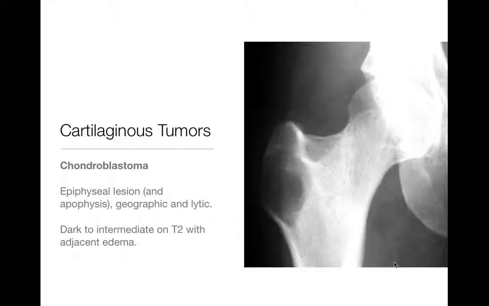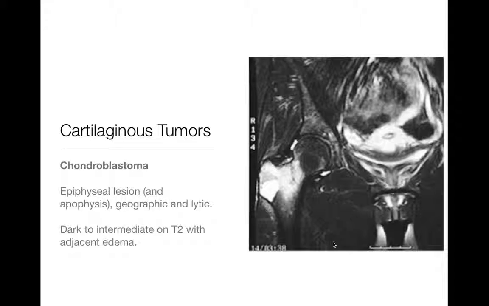These are benign cartilaginous lesions. Often you won't see any matrix within them. You'll go to MR, and they tend to be, on MR, usually cartilage is very bright on T2 weighted sequences, but in chondroblastomas they may actually be dark to intermediate on T2 weighted sequences, which can fool you a little bit.